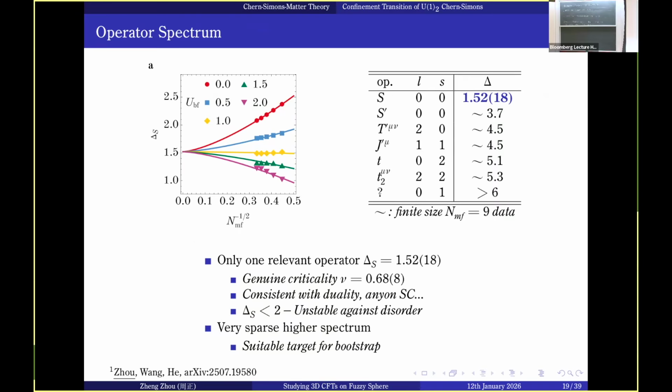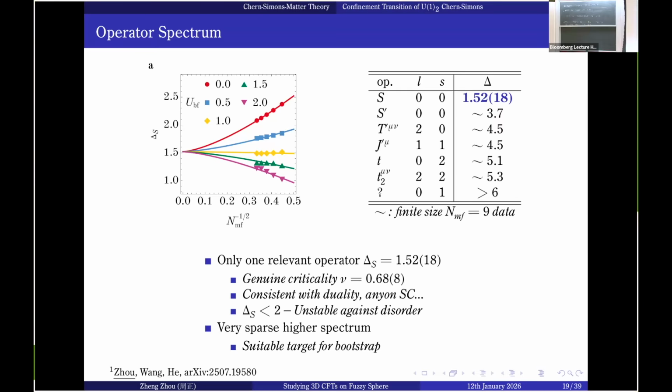Its scaling dimension is 1.52, and the second singlet is well above 3. This means that it is a genuine criticality, not a pseudo-critical point, not a pseudo-critical region, not a multi-critical point. And this observation is also consistent with duality.